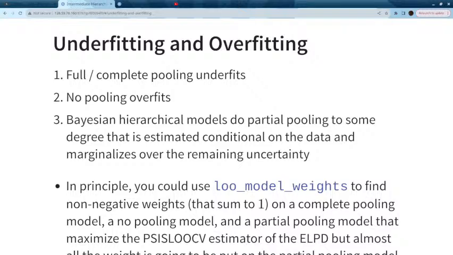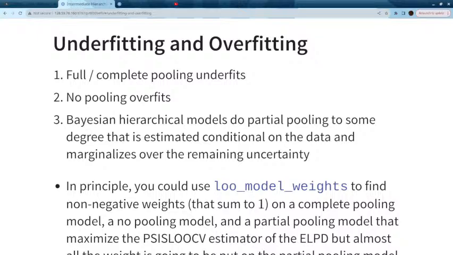Another reason why McElreath favors hierarchical models, and thinks they should be the default way of proceeding, is that it navigates between underfitting and overfitting.